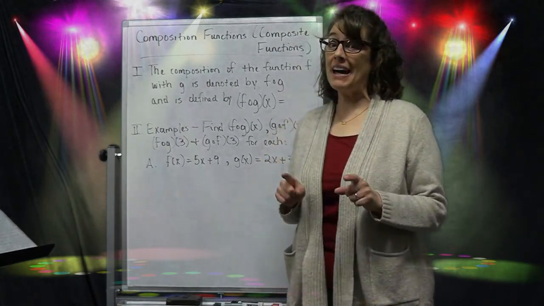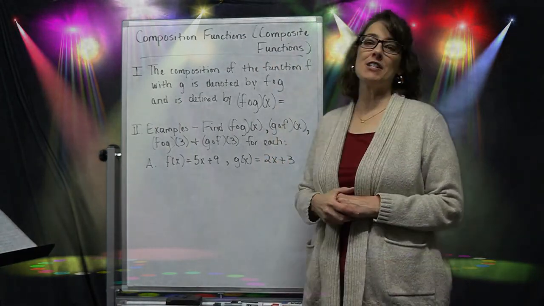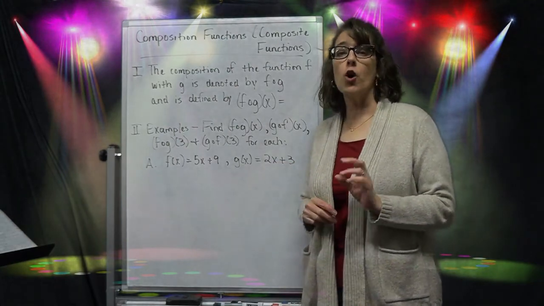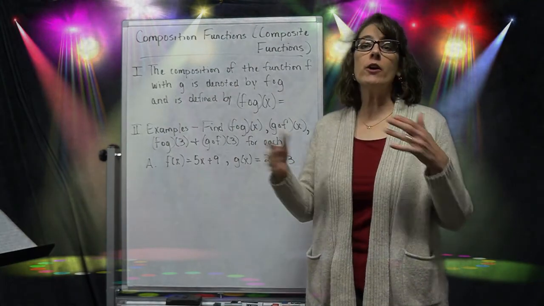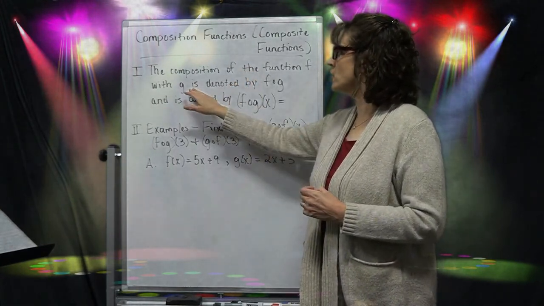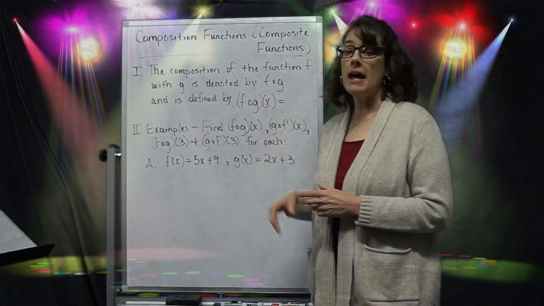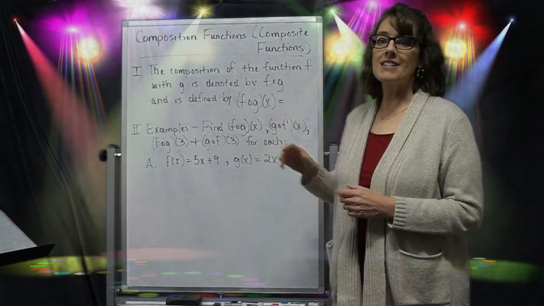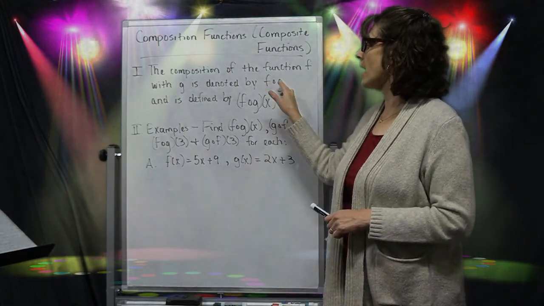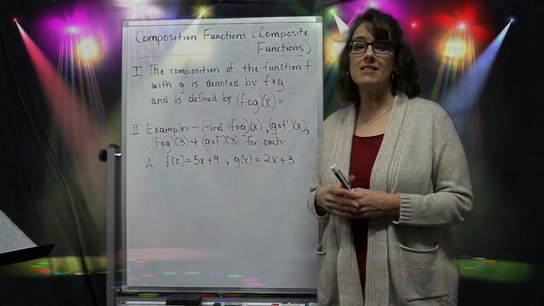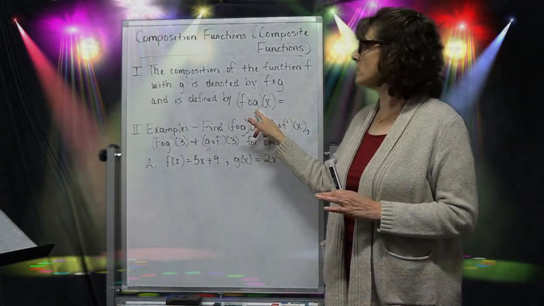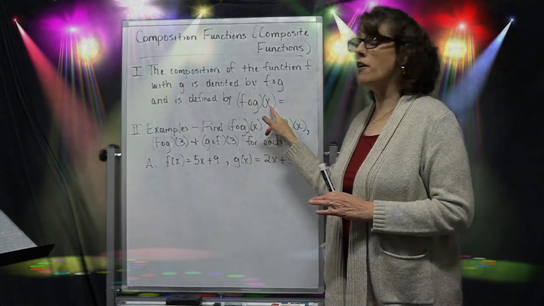All right, let's plan our own little party, our composition function party. So we're going to talk about composition functions, also called composite functions. You'll hear them interchangeably. The composition of the function f with g is denoted by f∘g, and this is not "fog", it's actually f of g. Whenever you see what looks like fog, you should read it as f of g, and it's defined by this.